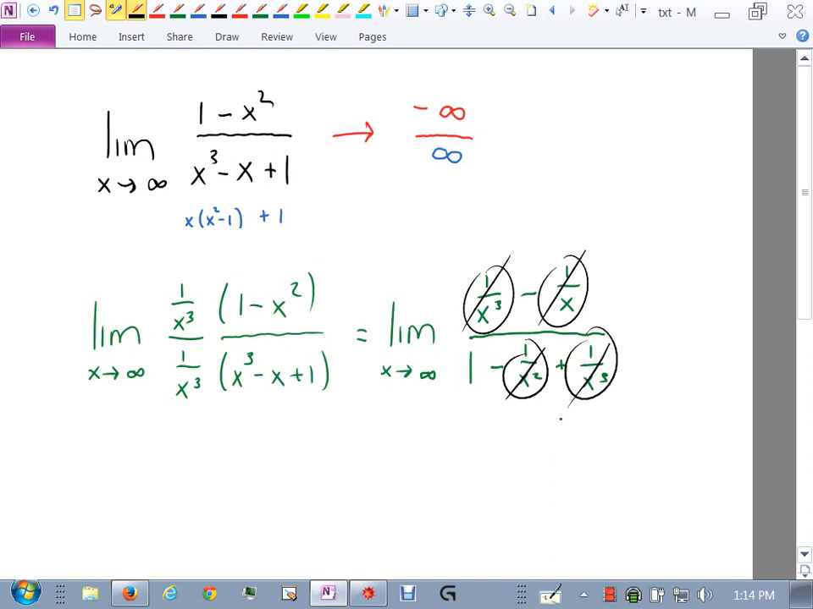So what's left on top? 0. What's on the bottom? 1. But 0 divided by 1 is 0. Okay, that's okay to have. We cannot have 1 over 0. If it's 1 over 0, there are 3 possibilities, right? Infinity, negative infinity, or does not exist. But if it's the other way around, it's just 0. So we're done. The answer is 0.